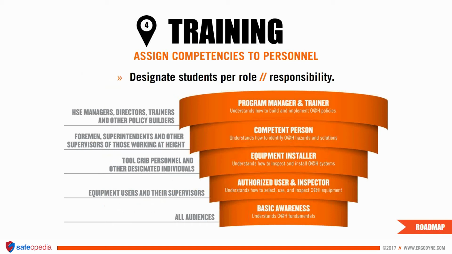Whether they're going to handle only tools, they never go to height, maybe they're just working in the tool crib and they want to be at the equipment installer level, or they're constantly handling the tools. They're the ones at height, wearing fall protection and using this, and they want to be authorized user and inspectors. Okay, so some of this overlays with the fall protection training, and if you want more information on it, please do let Safeopedia or Ergodyne know.